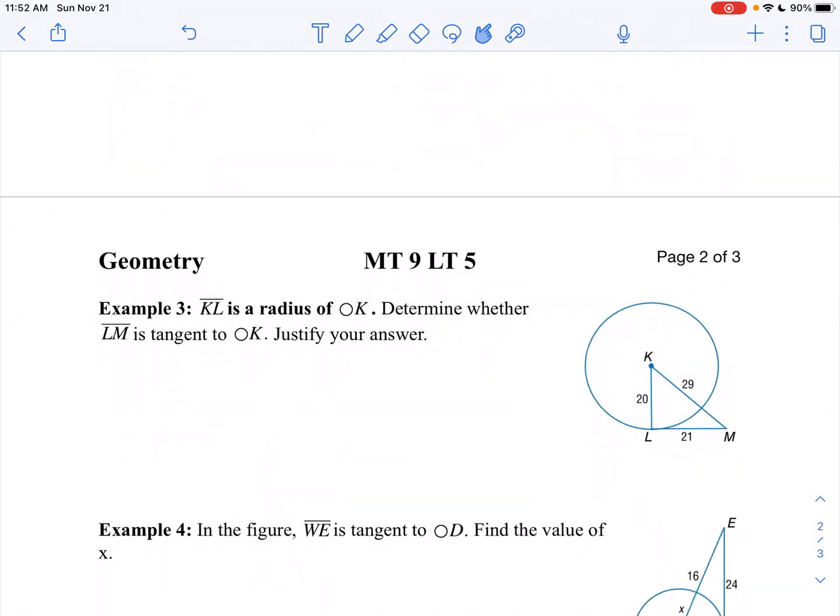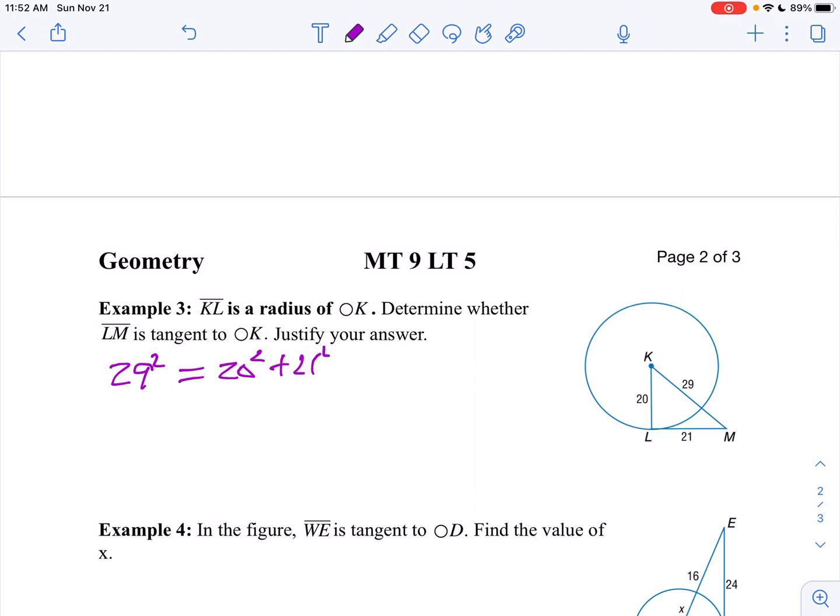So if I take a look at example 3, it says KL is the radius of circle K. I want to determine whether LM is tangent to circle K. Justify my answer. Well, in other words, is angle L a right angle? Well, to see if angle L is a right angle, is this a Pythagorean triple? Does 29 squared equal 20 squared plus 21 squared?